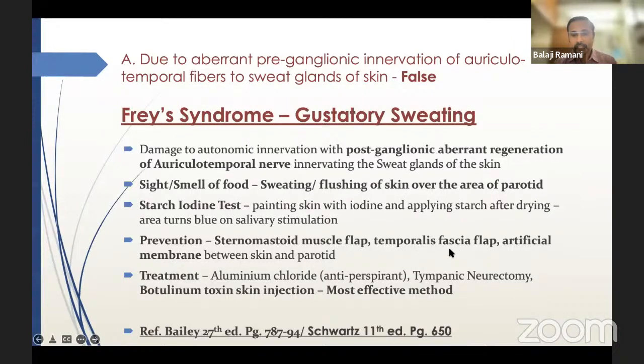And so these are the areas of prevention. Sternomastoid flap, temporalis flap, all these can be used for prevention. On the other hand, you will have your treatment which will be done essentially. The most important or the most effective technique is going to be by use of your Botox techniques. Okay. Right.